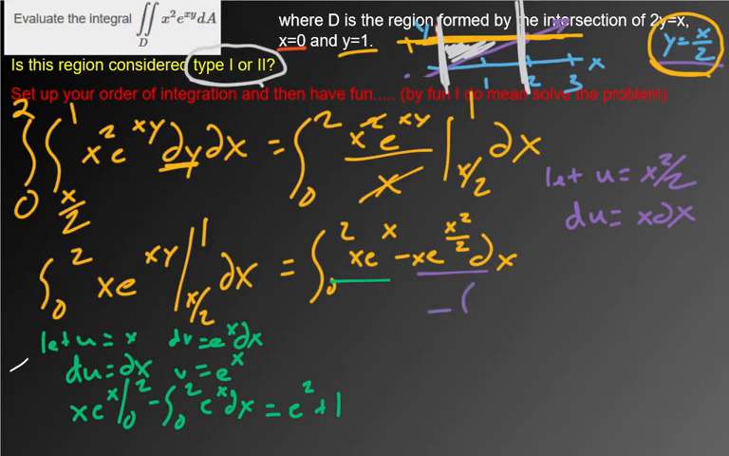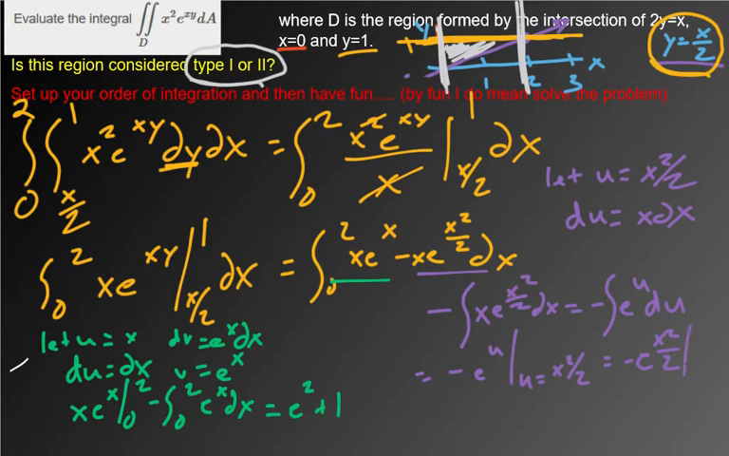So the negative integral of x e to the x squared over 2 dx is going to become negative integral e to the u du. And that's really nice because that's just negative e to the u. And I'm evaluating it when u is x squared over 2. And so I get negative e to the x squared over 2, right? And I want that when it's 0 to 2. And so that one is going to be negative e squared minus 1.